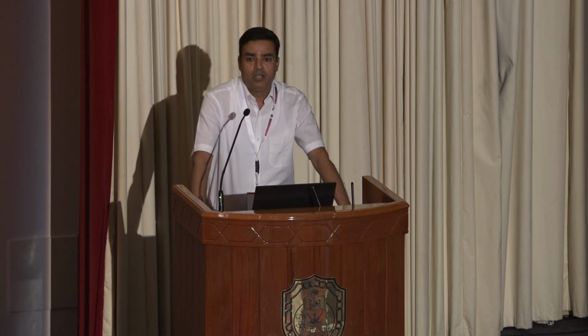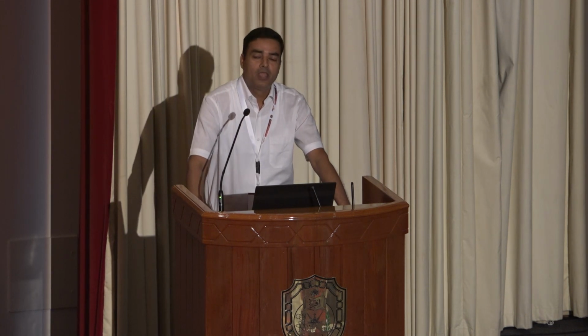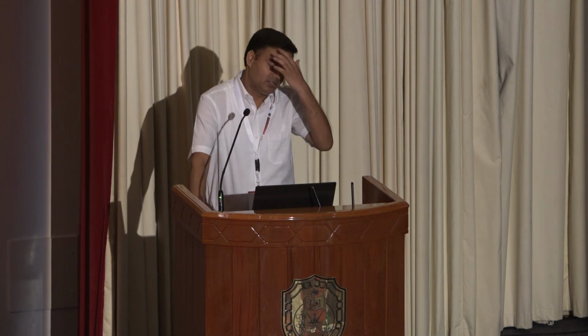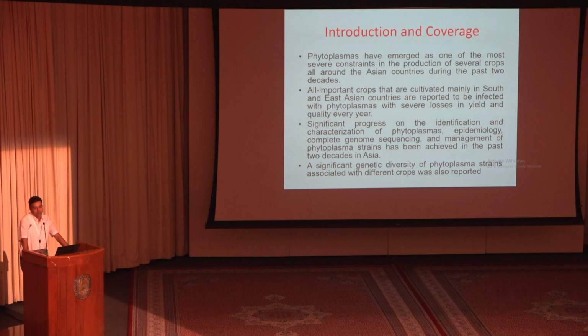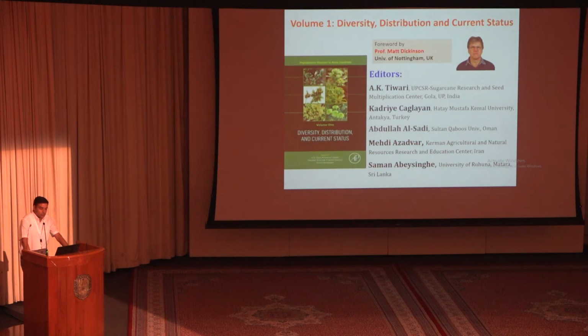Initially, it was a one-volume book, but when we submitted our proposal to the Elsevier team, the reviewer suggested to go for a 3-volume book series. So it started from 1 volume, and we ended up with a 3-volume book series. And this covers the distribution, diversity, status, epidemiology, management, and quarantine of phytoplasma disease, what till now has been done in the Asian countries. And the authors and editors are well-known, experienced people.